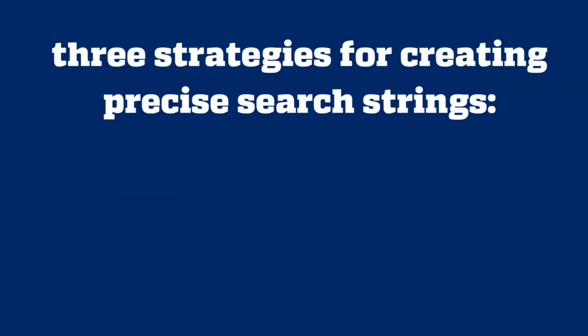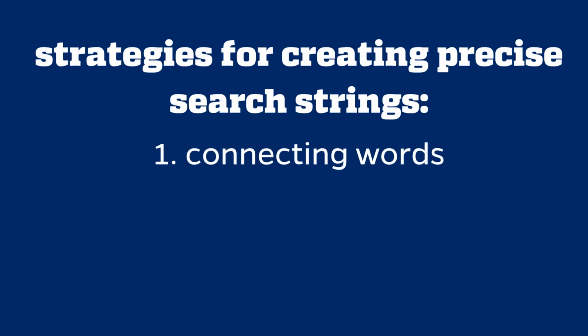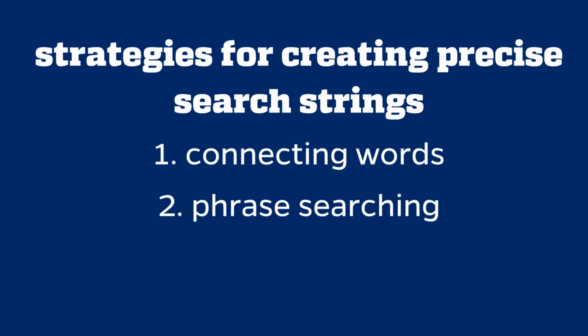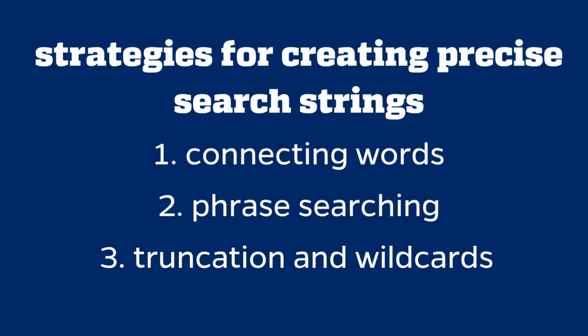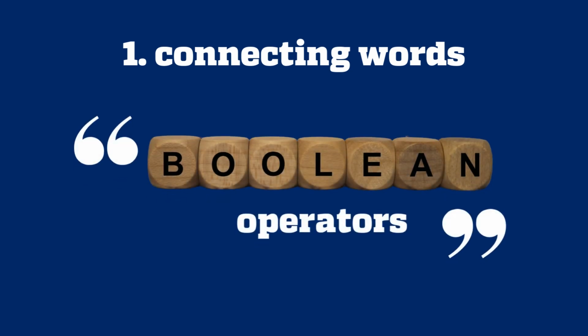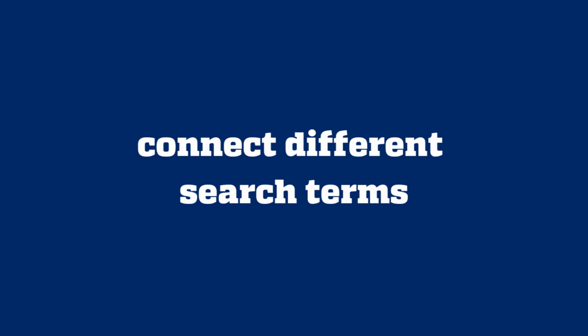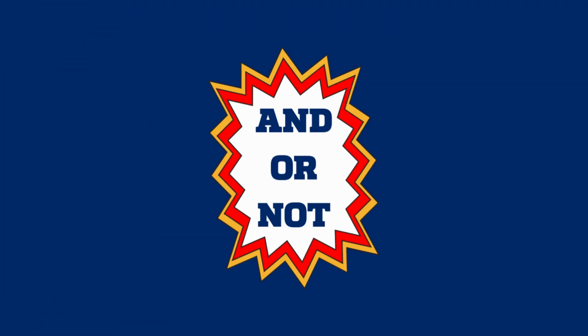In this video, we'll cover 3 important strategies for creating precise search strings: connecting words, phrase searching, and truncation and wildcards. Let's start with connecting words. In library jargon, these are often called Boolean operators, and are words you can use to connect your different search terms. The 3 most common connecting words are and, or, and not.